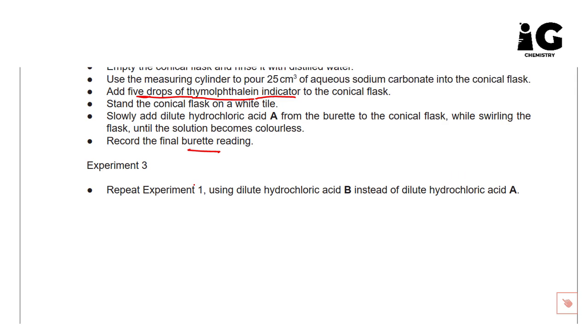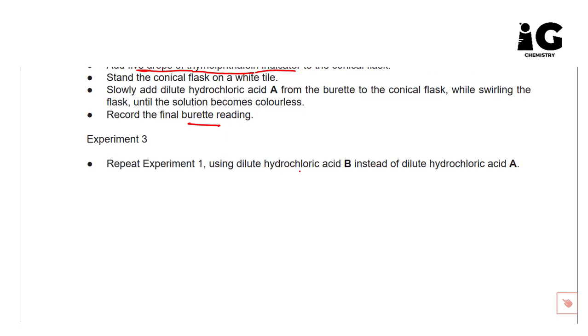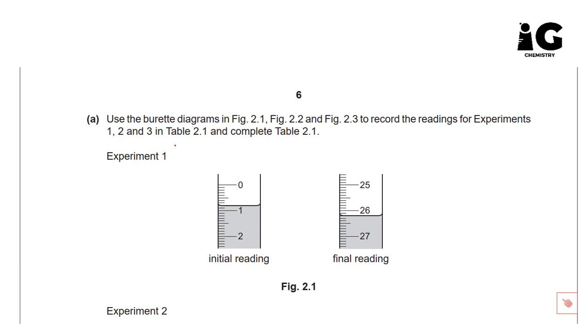So the last experiment here, experiment three, repeat experiment one. So repeat experiment one means actually we need to use the same indicator, which is methyl orange. Take care guys here. Experiment one means we use methyl orange again. Okay, so using dilute hydrochloric acid B instead of dilute hydrochloric acid A, and here question A.